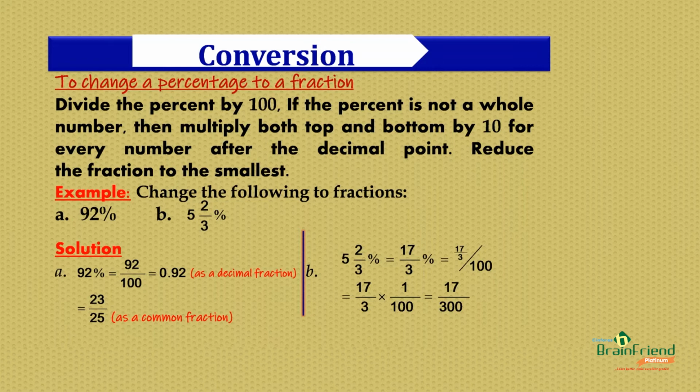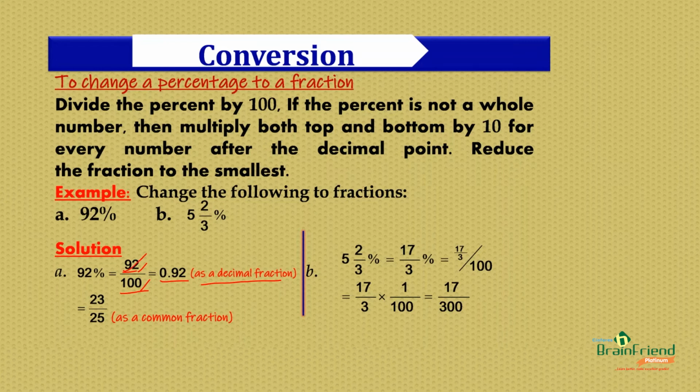For 92%, we simply divide 92 by 100, and that gives us 0.92. 0.92 is a decimal fraction, but we actually need a common fraction. So, from 92 over 100, we have to reduce the number rather than dividing out. How do we do that? We can start with the number 2.